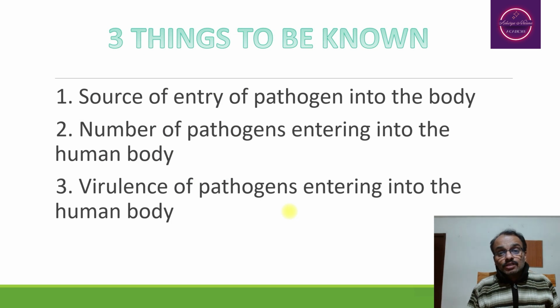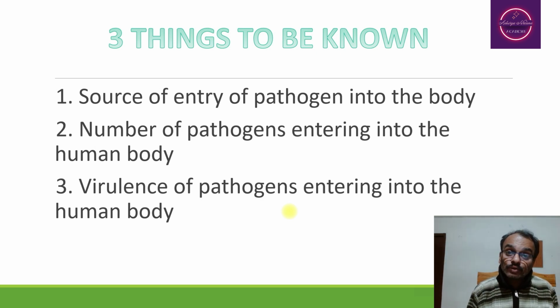With this information, we are going to figure out three main things. There are three main factors that we need to know whenever we want to analyze etiological factor exposure to the human body. The first and foremost thing is the source of entry of the pathogen into the body. Second, the number of pathogens entering the human body. And third, the virulence of the pathogens entering the human body. So these are the three key things that we need to know if we want to analyze the pathogenesis happening inside the human body.